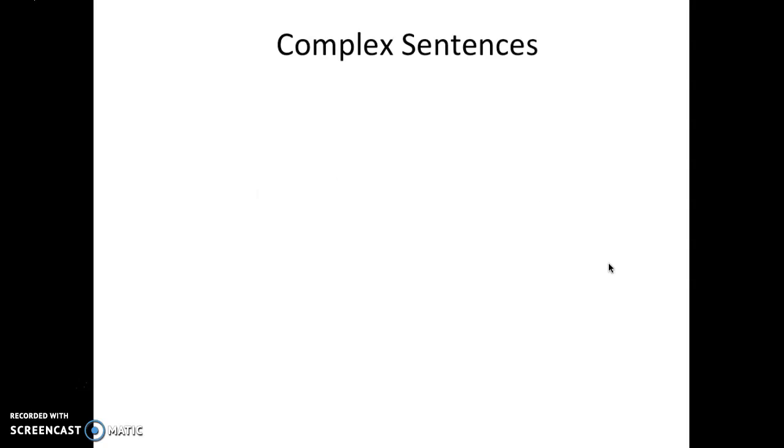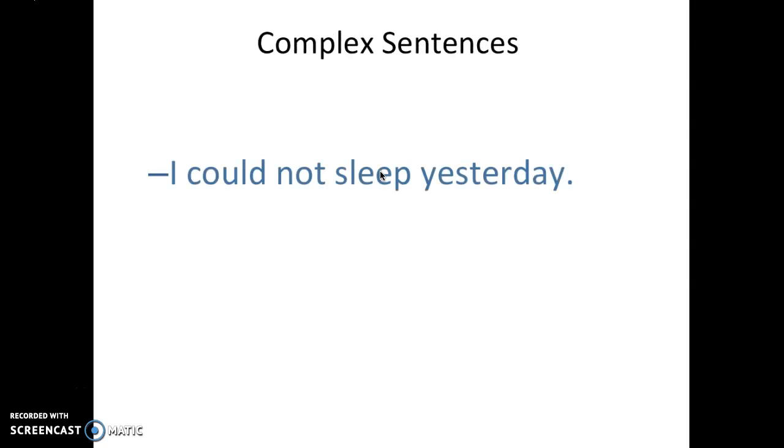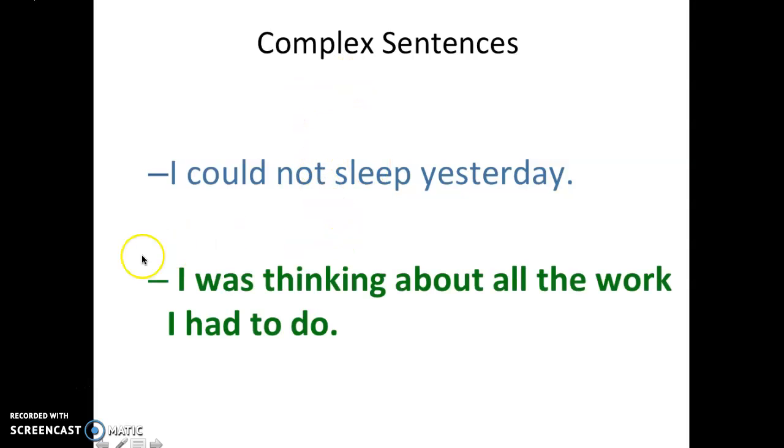Now, complex sentences. A complex sentence is when one independent clause and one dependent clause are put together. "I could not sleep yesterday." So this is a sentence. "I was thinking about all the work I had to do." This is an independent clause because the action can stand on its own. Okay, it makes perfect sense on its own.